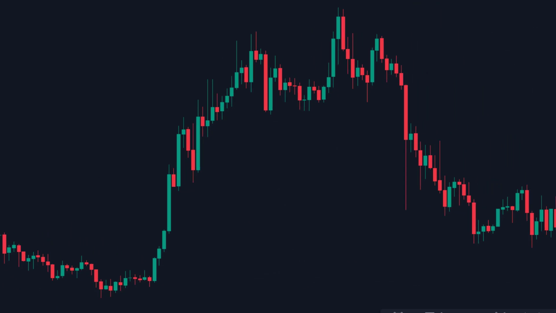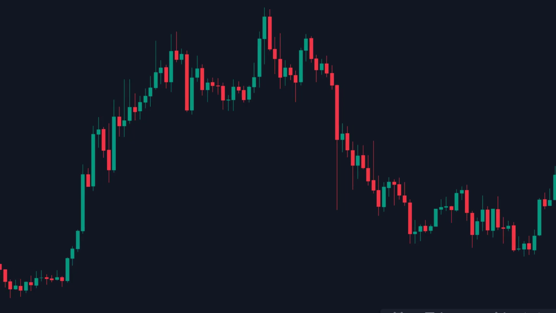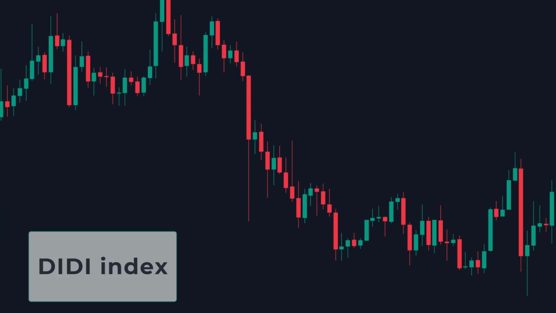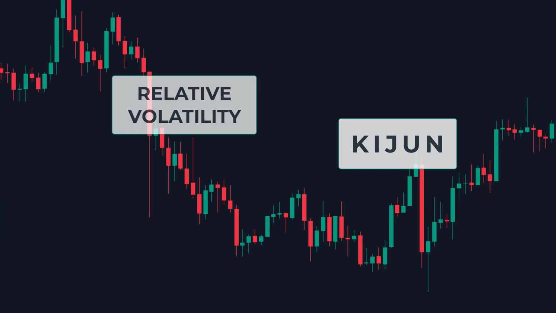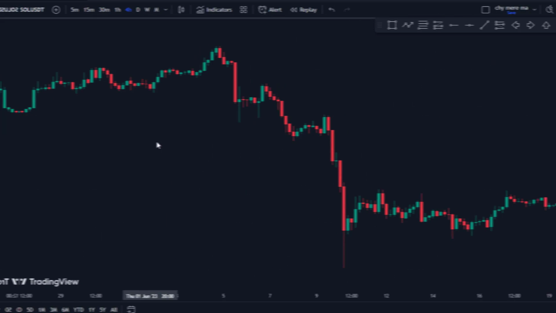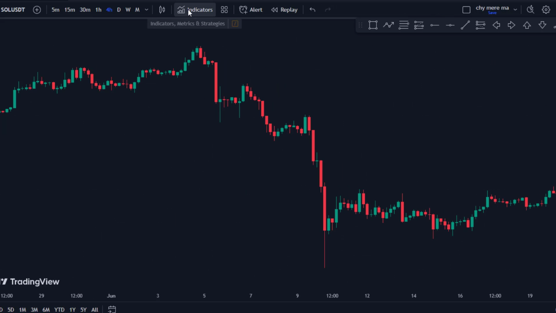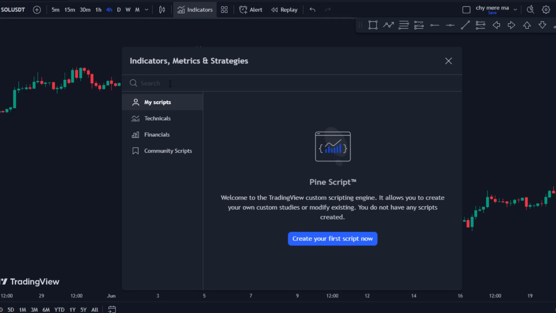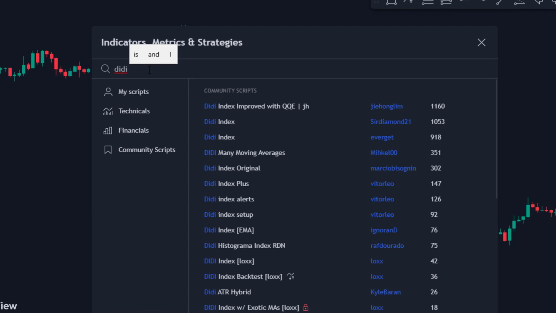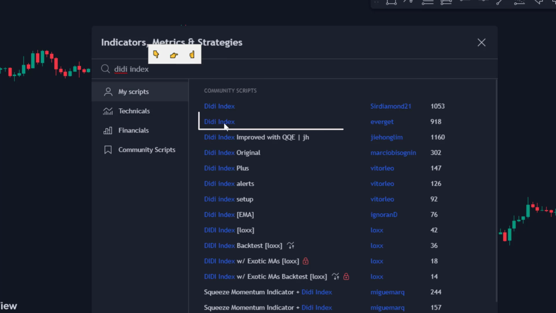The strategy that I'm about to share with you is based on three indicators, which are the DDI Index, the Kijun and the relative volatility. To add these indicators to our chart, let's navigate to the indicator search bar. And then we are going to search for the first indicator, which is the DDI Index. Select this one made by Everjit.